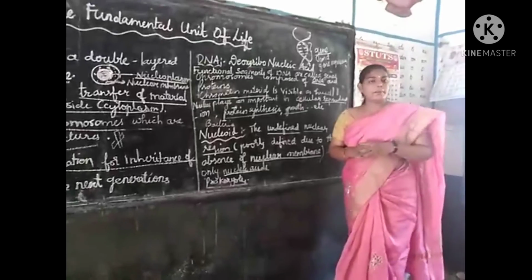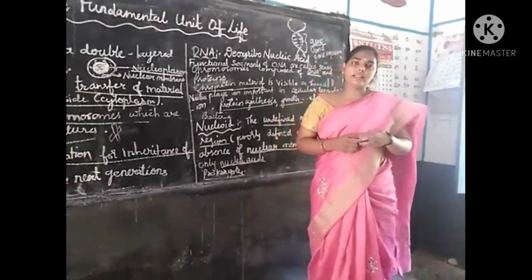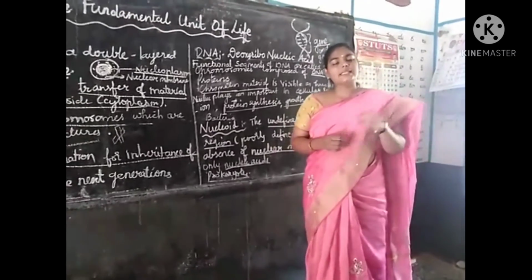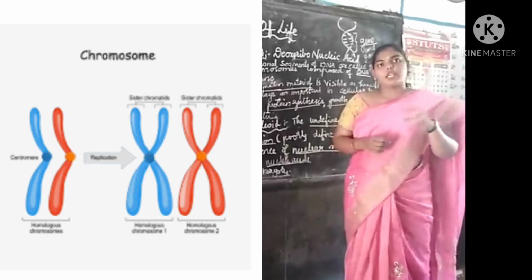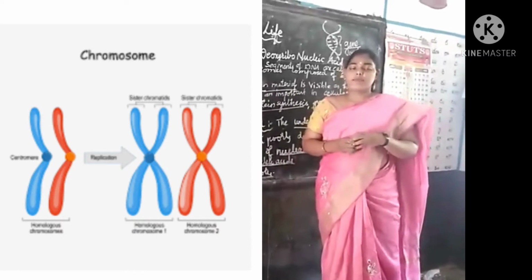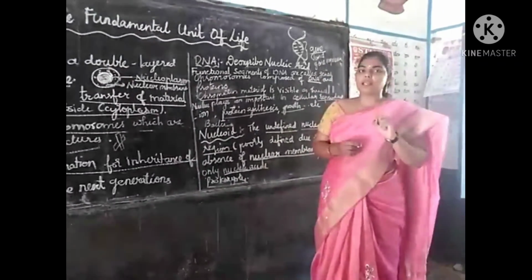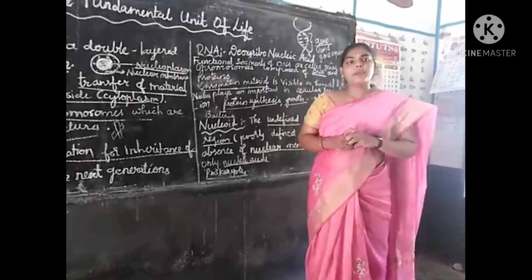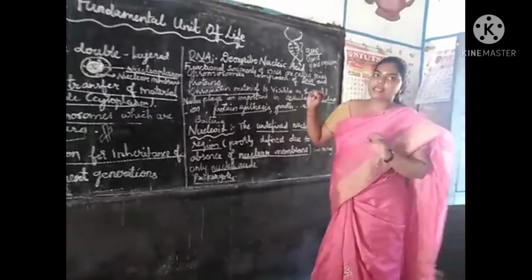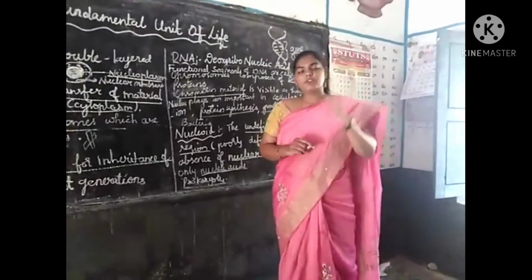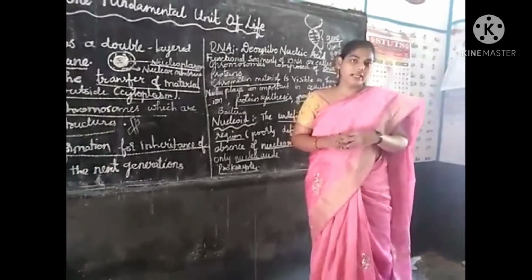These chromosomes are made up of DNA and proteins. We are able to see these chromosomes when the nucleus is about to divide. When the cell is not ready to divide, the chromosomes appear as chromatin material. Chromatin material is visible as thread-like structures in the nucleus.